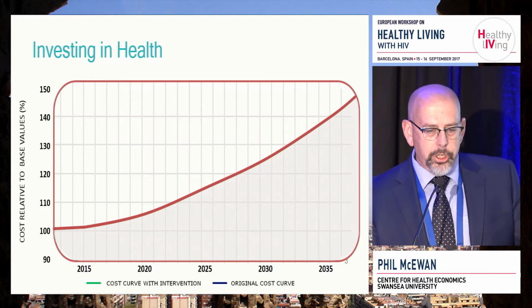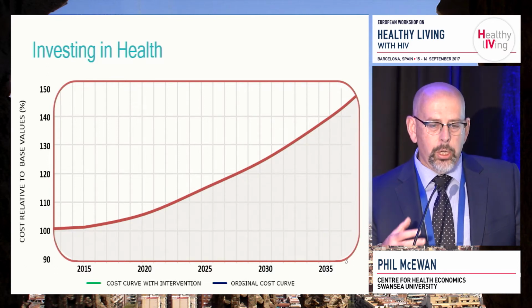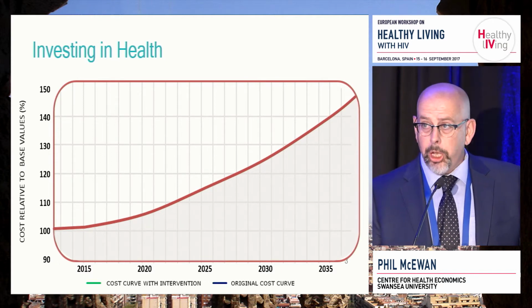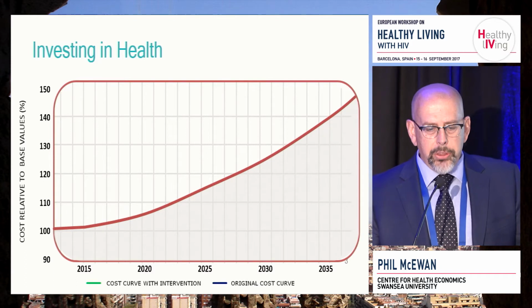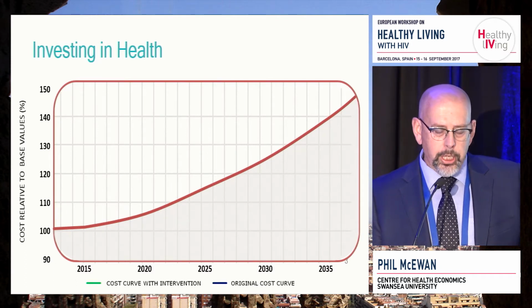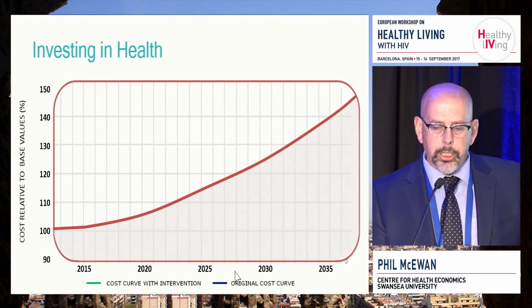This next graph is a conceptual plot designed to illustrate how in any chronic condition, whether it's HIV, hepatitis C, diabetes, COPD, we get this notion that costs will increase over time as a function of the chronic condition progressing. And here we're looking at an index of 100, and so over time costs will increase.